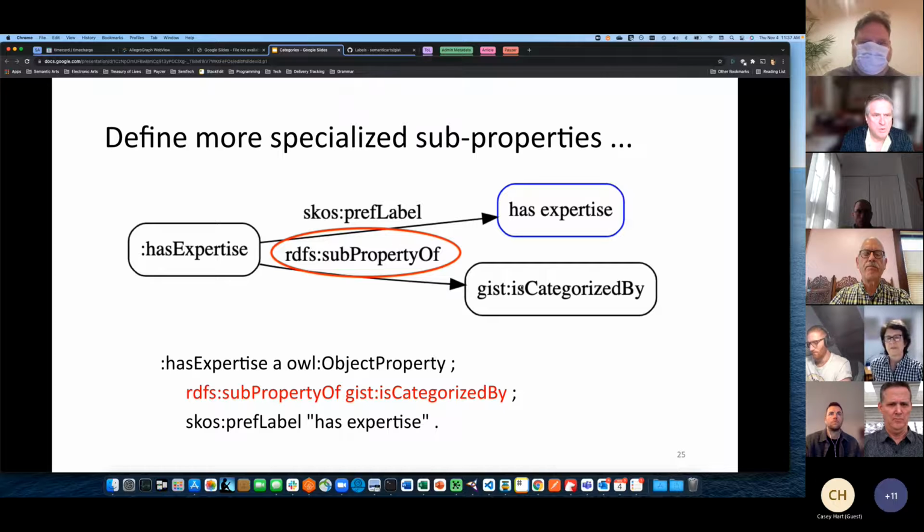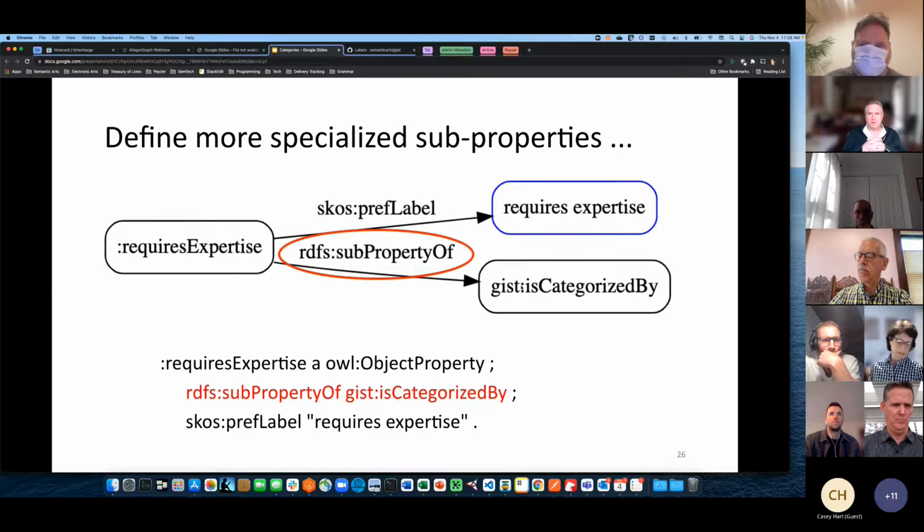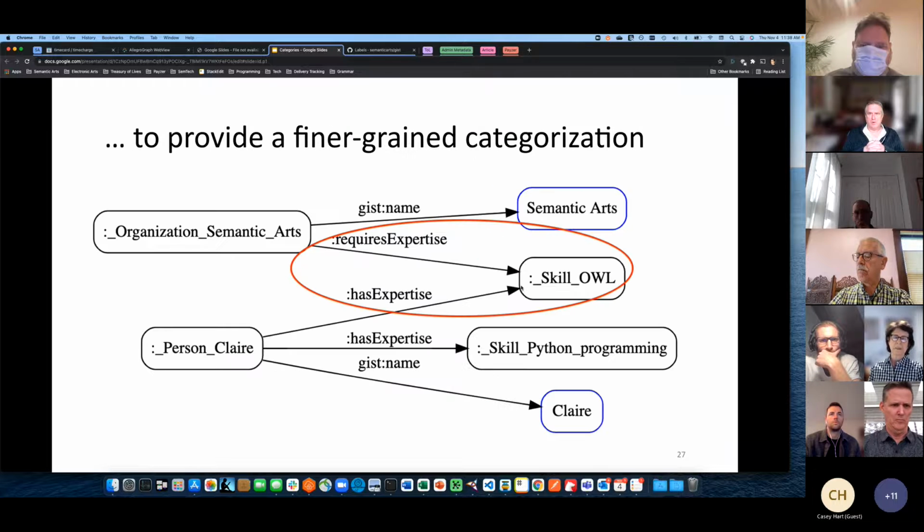So in this case, I've defined a subproperty of just is categorized by called has expertise. And I have another one, requires expertise. And then when I apply that to our individual Semantic Arts and Claire, we can see that she has this expertise. Semantic Arts requires this expertise. And that's a much more sensible way of linking things together than just is categorized by.